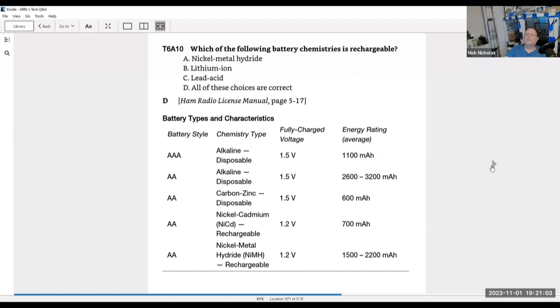Which of the following chemistries is rechargeable? All right, let's go through the list. Nickel metal hydride, lithium ion, lead acid. And the answer is D, all of the above. There are two types of batteries in general description, primary and secondary batteries. Primary batteries, when they're built, have a lifetime chemical reaction. Once the chemical reaction is completed, it's done with. You can't do anything to fix it. Well, you can, but it doesn't work real well to recharge them. So you throw them away.